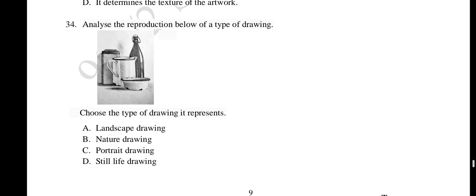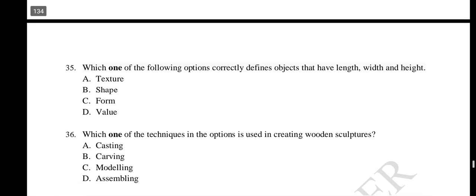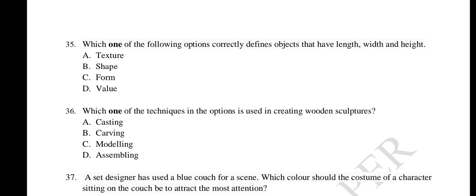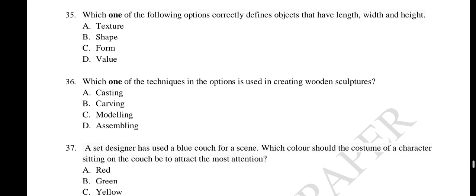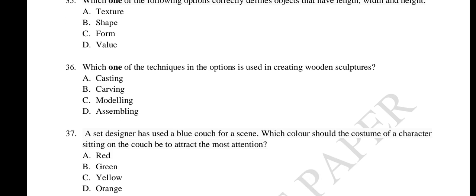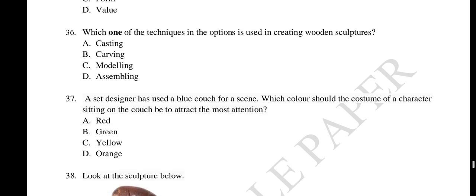Then analyze the reproduction below of a type of drawing. That one is still life, drawing of non-moving objects. Then which one of the following options correctly defines objects that have length, width, and height? That is form. Which one of the techniques in the options is used in creating wooden sculptures? That one is carving, which is B.